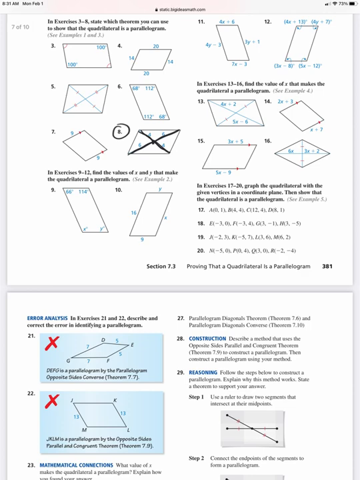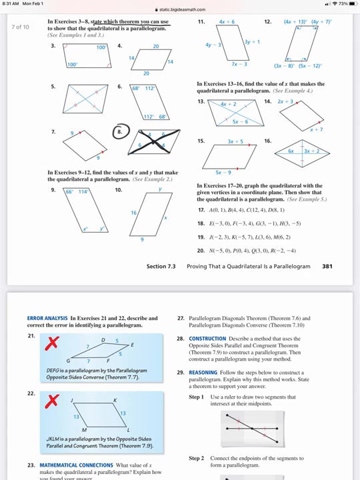So when it says to state your reason why, make sure you look at those theorems and say the right thing. But you already know what they are, so if you're proving that something is a parallelogram, all you got to do is use those theorems that you learned last week and just put converse at the end of them. Okay, so on number 8, it does say state each theorem you can use to show that the quadrilateral is a parallelogram.